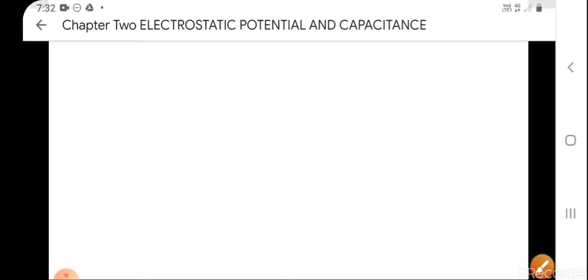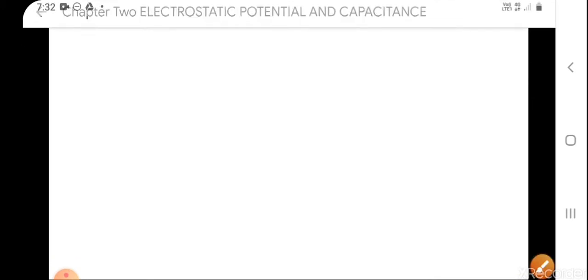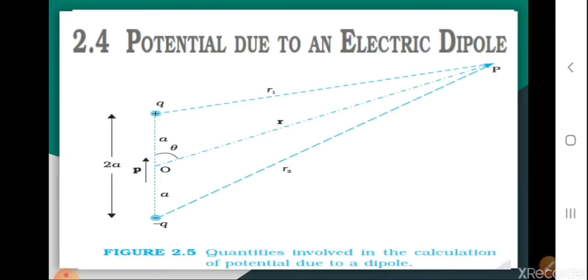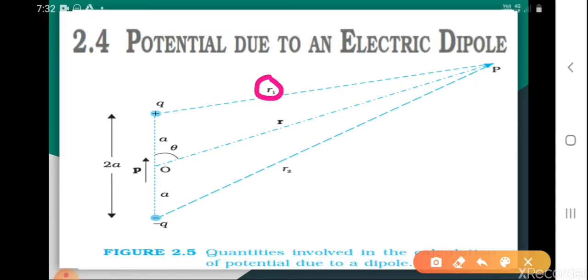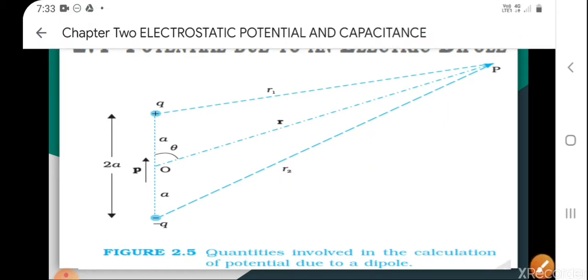Now we know very well how to find the distance here. We have to find out r1 and r2. If it were a right angle triangle, it would be easy for us to find. Since it is not a right angle triangle, we can use the cosine law. How to find it using the cosine law?